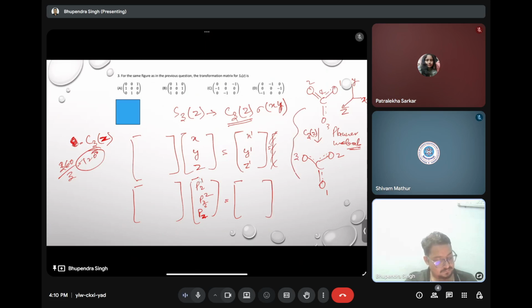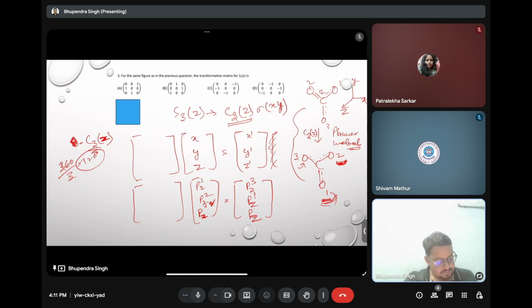Now after this operation, pz1, this one, came here. So what will it become? pz3. And what happened to this oxygen atom 2? It went to the position where oxygen 1 was present, so pz1. And this 3 went to position 2, so pz2. Accordingly, you can design your matrix.